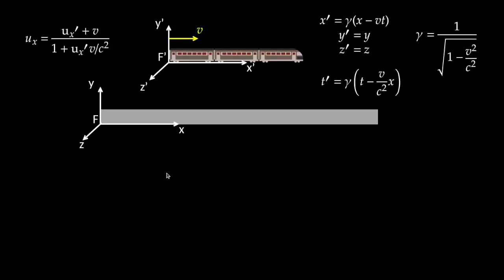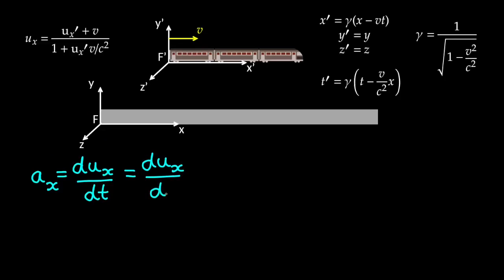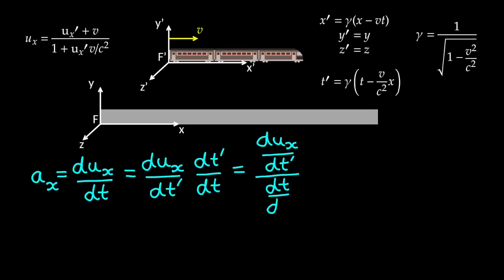We can obtain the relativistic acceleration equations by differentiating the velocity transformation equations with respect to time. We'll demonstrate this for the acceleration in the x direction in the unprimed frame. So using the chain rule, we have dux/dt, which is dux/dt' by dt'/dt. So this can be written as (dux/dt') on (dt/dt'). To evaluate the derivative in the numerator, we can use the quotient rule.